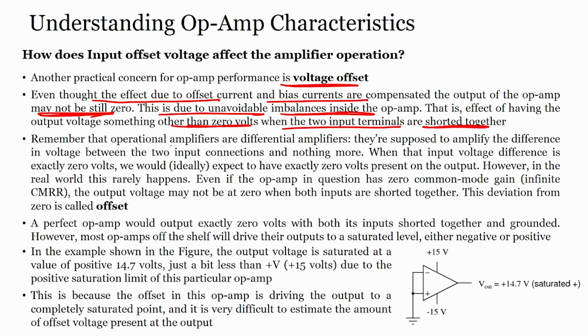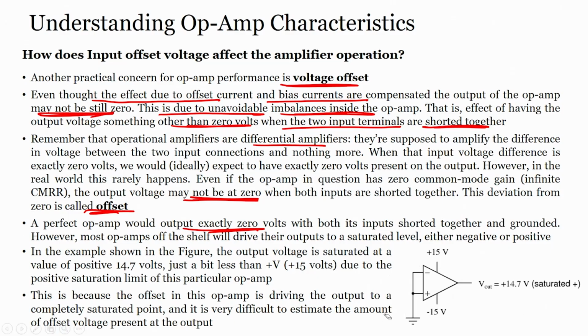So, we have seen what is input offset voltage earlier also. Remember that op-amps are differential amplifiers, they are supposed to amplify the difference in voltage between two input connections and nothing more. When the input voltage difference is exactly 0 volts, we would ideally expect the output to be 0, right. However, in the real world this rarely happens, even if the op-amp in question has 0 common mode gain, the output voltage may not be 0. This deviation is nothing but your offset. A perfect op-amp would have exactly 0 volts where both inputs are shorted, right, like here when both inputs are shorted the output should be 0 volt.